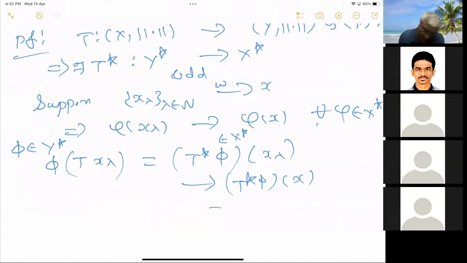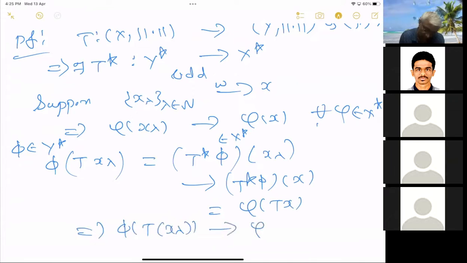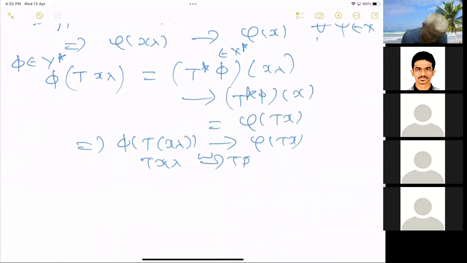Okay, but then this is equal to phi of Tx. So this implies phi of T of x_lambda converges to phi of Tx. So Tx_lambda converges to Tx weakly. So we have proved that norm convergence implies weak convergence. Okay. Now to prove the other way.